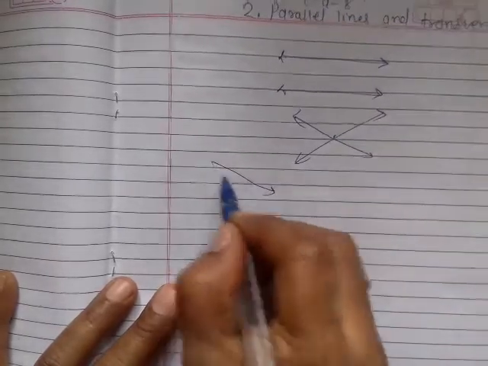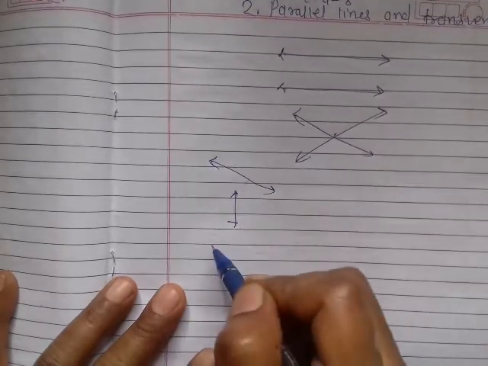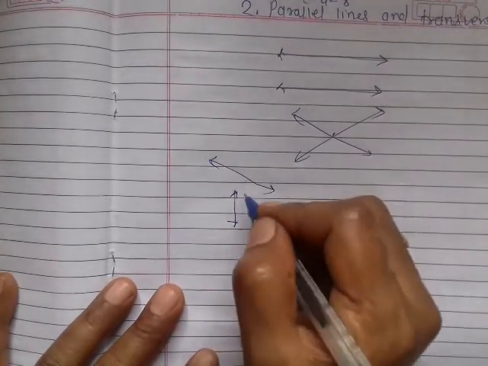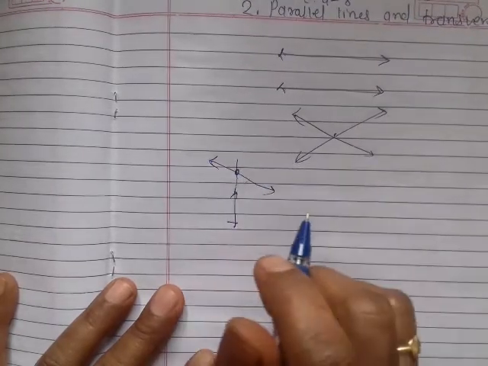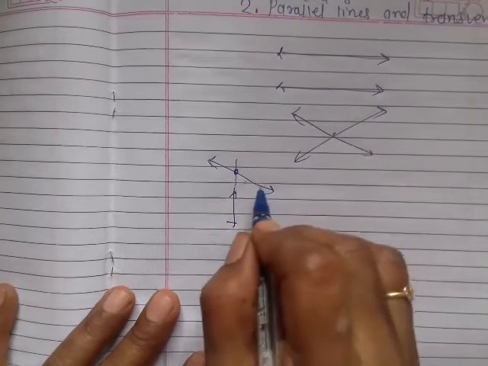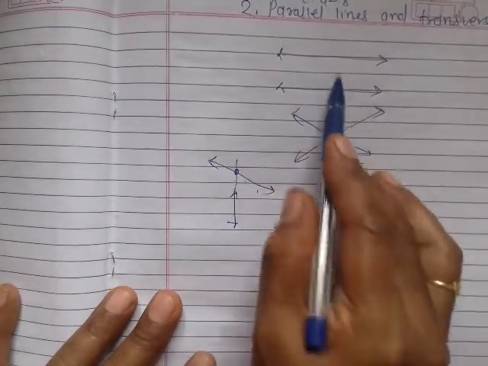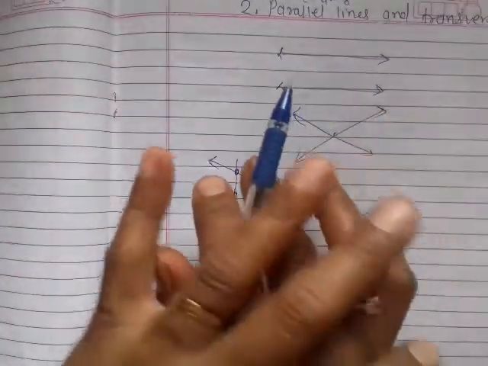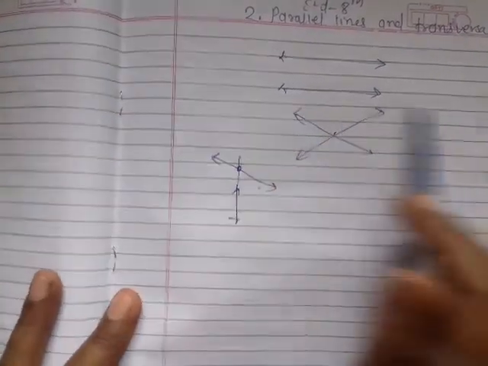Now suppose I draw it this way. Here you may say they are not intersecting, but the lines are extending on both sides. When you extend them, anywhere they will intersect. So the lines where the distance between the two lines is always the same even though they are extended, such lines are called parallel lines.